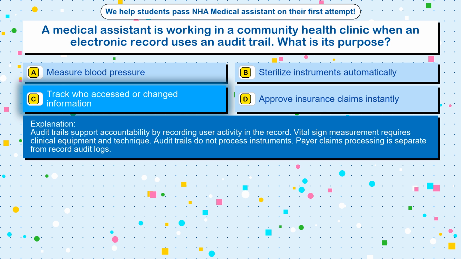Audit trails support accountability by recording user activity in the record. Vital sign measurement requires clinical equipment and technique. Audit trails do not process instruments. Payer claims processing is separate from record audit logs.